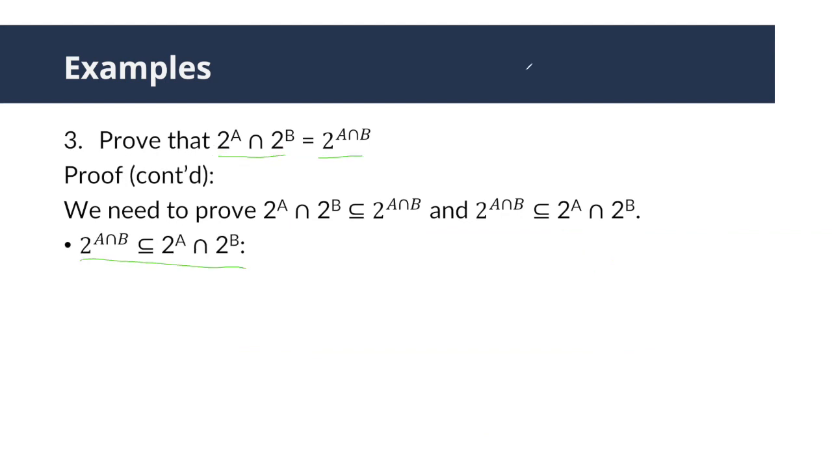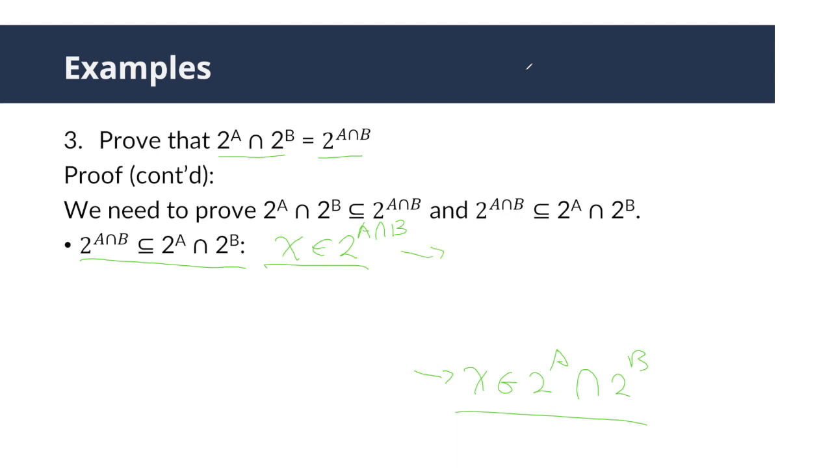Again, you can see it's about proving the subset relation. So we start with randomly picking an element in the power set of A intersect B, and eventually we want to show that X is an element of the power set of A intersect the power set of B. We will need to imply from this to this. We're going to repeatedly apply the definitions of different operations.